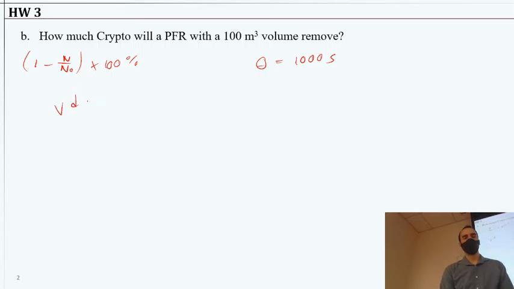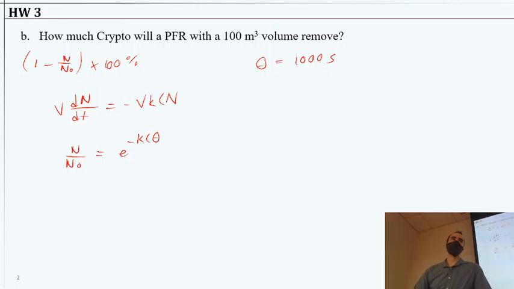And our mass balance is as if we had a batch reactor. It's going to be V dN dt equals negative V K C N, and we integrate, and we end up with N over N naught equals e to the minus K C, and instead of t, we're going to use theta, right? So that's the one difference there, is we've got a known time frame there with the theta instead of just some time that we're counting on our watch in a little batch reactor.